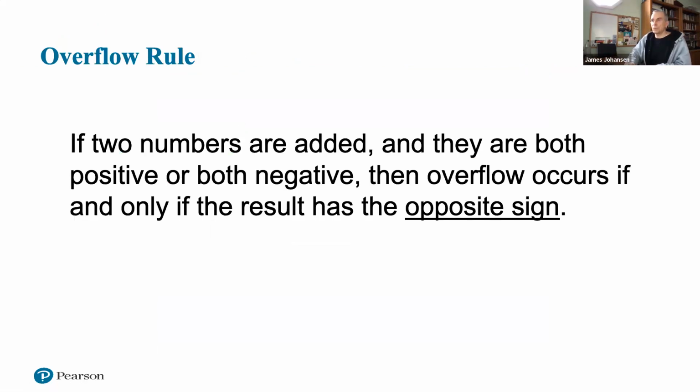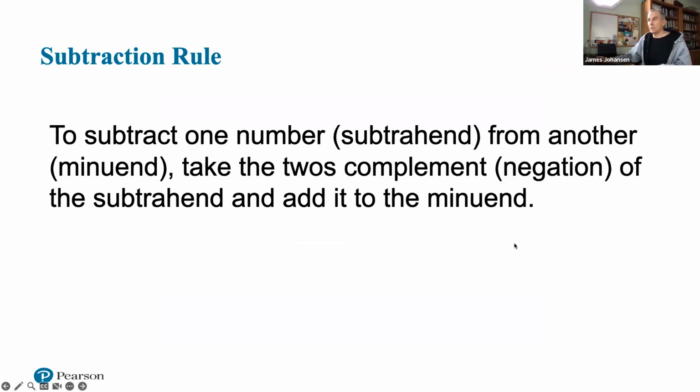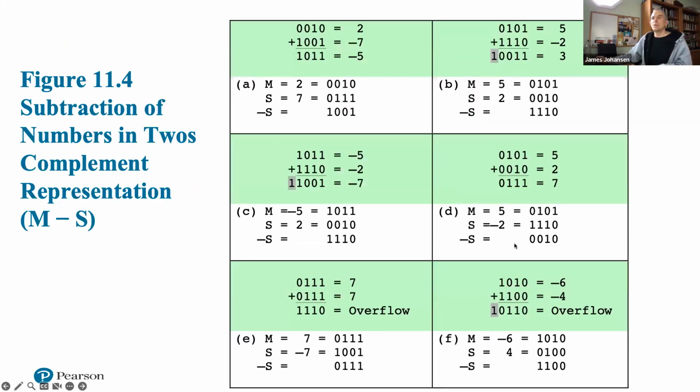We talked about this before. If two numbers are added and they are both positive or both negative, then overflow occurs if and only if the result has the opposite sign. And I showed you an example of that. So that's some of the insight that I wanted to share with you.